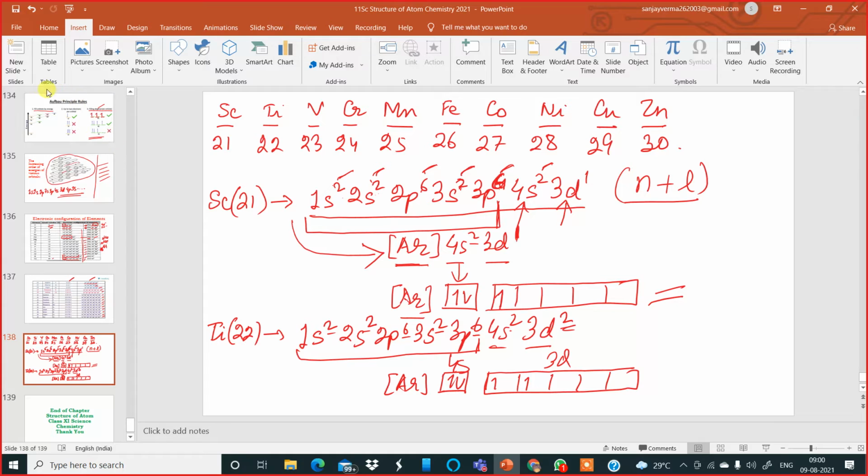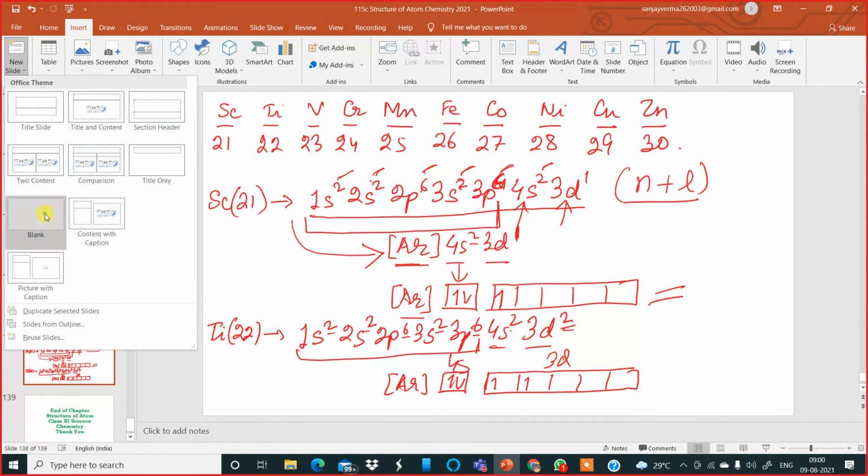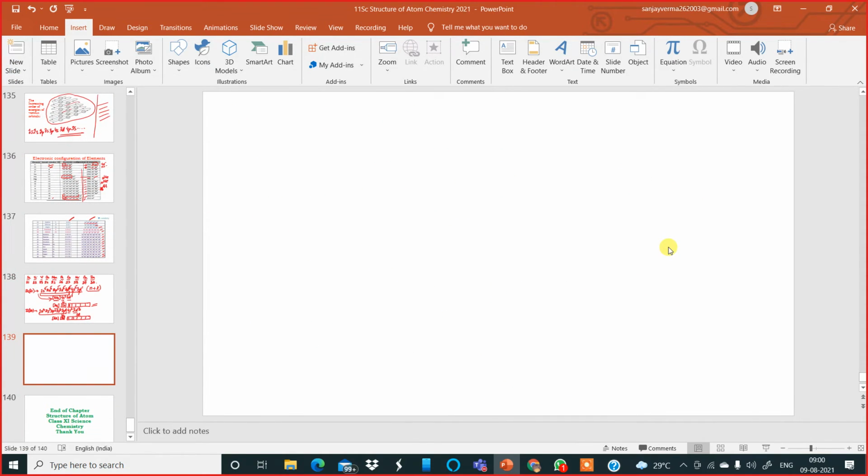Now let us go to the next slide. Let me introduce one more slide over here. Scandium, titanium, vanadium now. Vanadium atomic number is how much? 21, 22, 23. It is 23. Now let me write down the electronic configuration of vanadium.